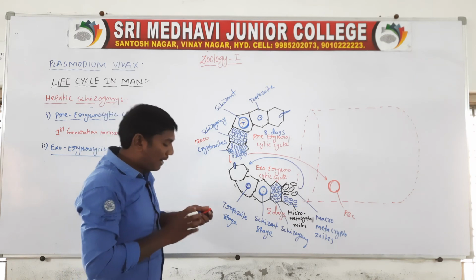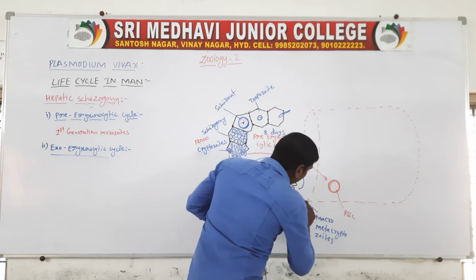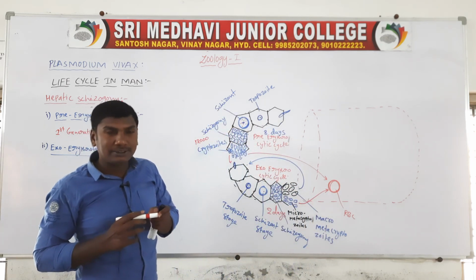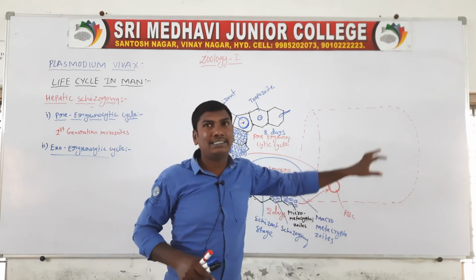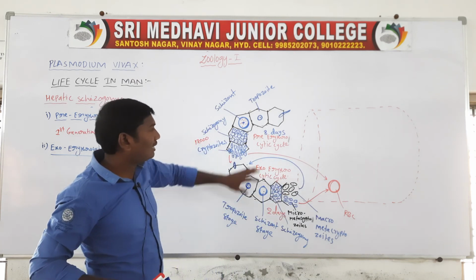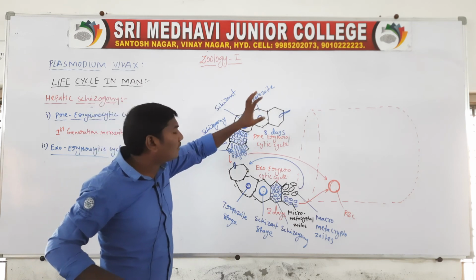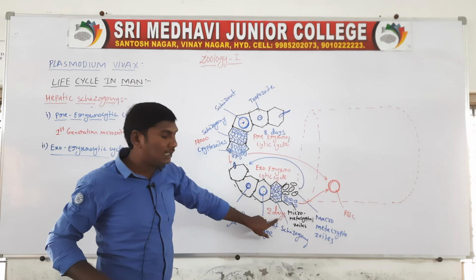Next, the micrometacryptozoites enter the RBC and continue to the erythrocytic cycle. So there are the pre-erythrocytic cycle and the exo-erythrocytic cycle. The pre-erythrocytic cycle is complete in 8 days, and the exo-erythrocytic cycle is complete in 2 days.